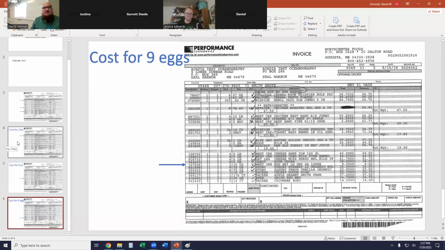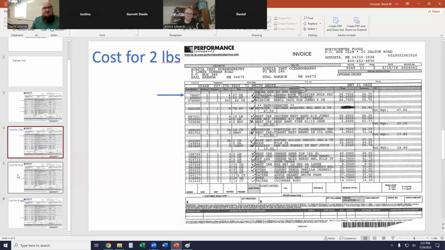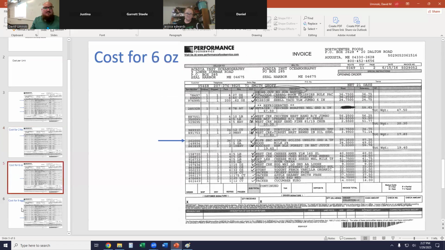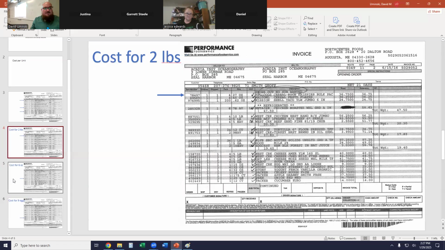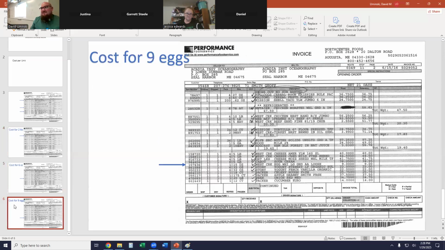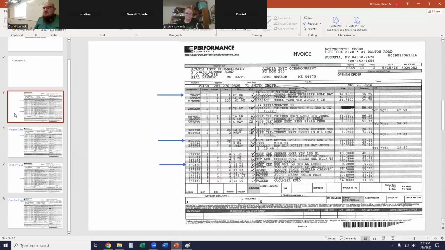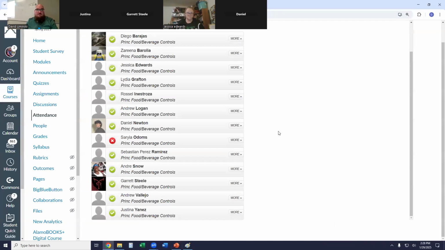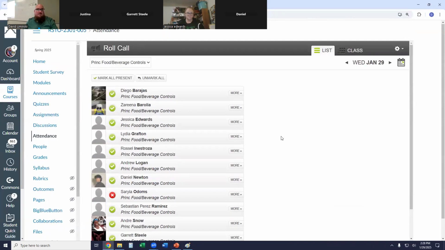So look at this. I had the pictures from the Zoom covering up how much I had cost for 2 pounds, 6 ounces, and 9 eggs. It's all good. I like making things up as we go. So I'm going to introduce this in week 5 of the semester.